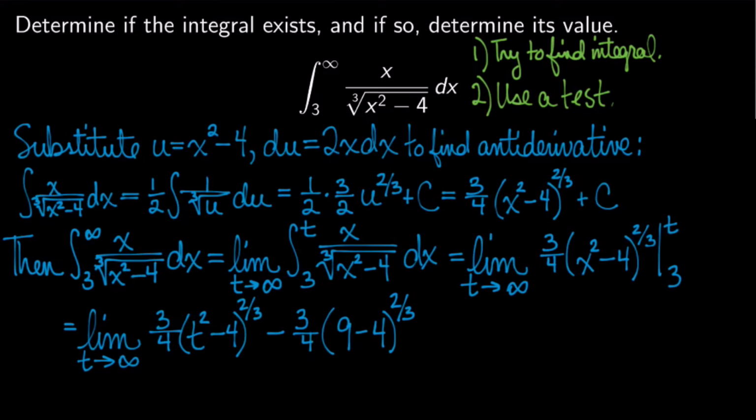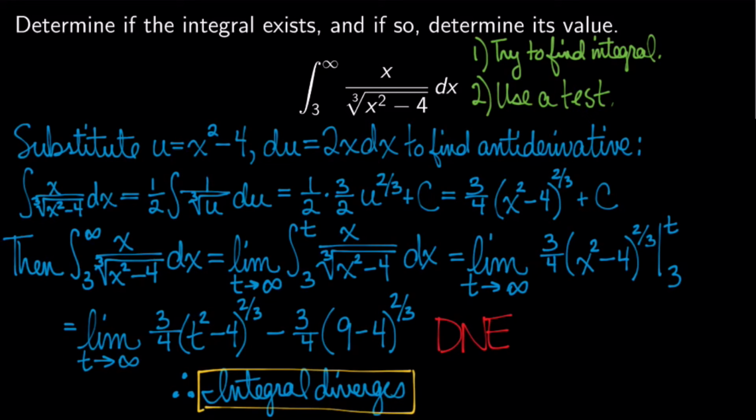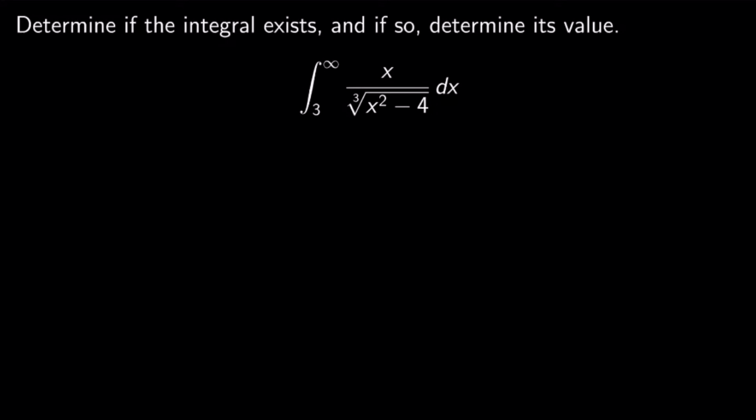Okay, so this limit does not exist. Can you tell? We have here the limit as t goes to infinity of this expression. t is getting huge, which means that t squared minus 4 gets huge, which means that t squared minus 4 to the 2/3 power gets, not quite as huge, but huge, okay? So this limit is like infinity, and the whole thing just doesn't exist. And in our new vocab, you say, oh, this integral diverges. So there's your answer. Okay, so could we have done a test?